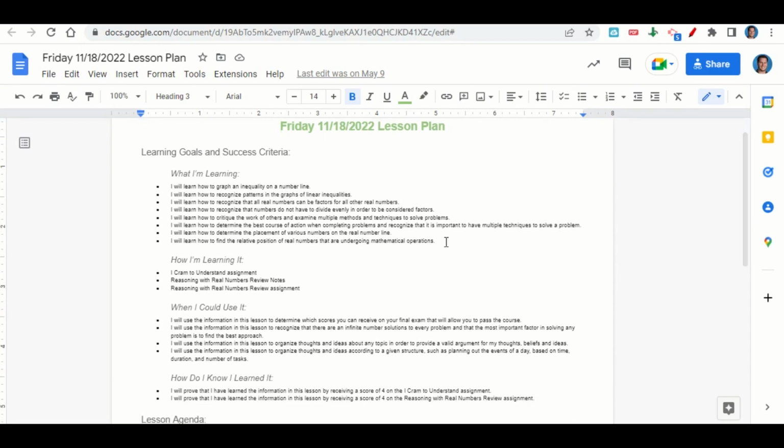How do you know you learned it? By getting a score of 4 on the iCram to Understand assignment and a 4 on the Reasoning with Real Numbers review assignment.